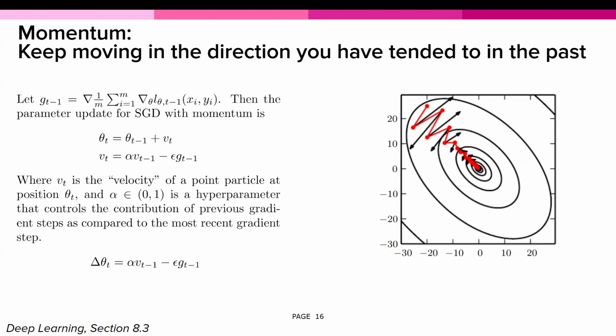Why is it called momentum? It comes from the fact that the velocity term v can be understood as the momentum of a unit mass particle that's moving through the loss landscape. And alpha, which is between 0 and 1, controls how much past gradients influence the current update.